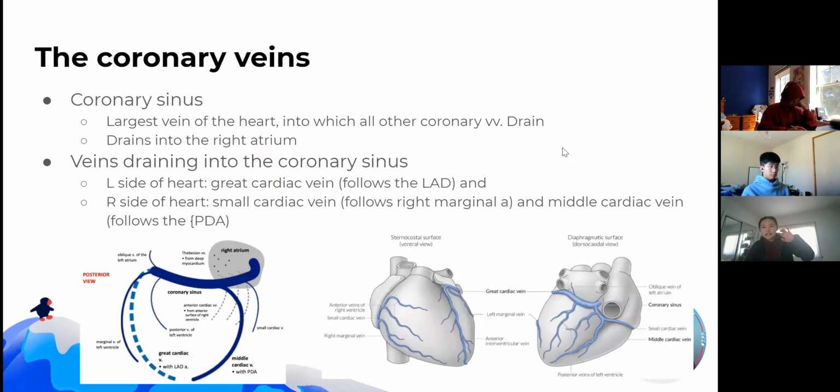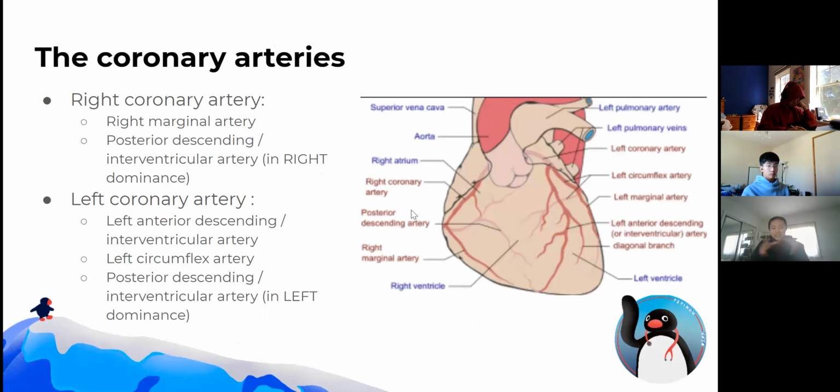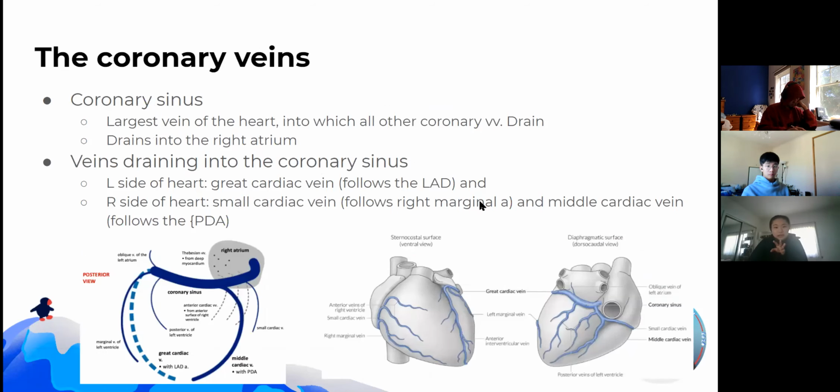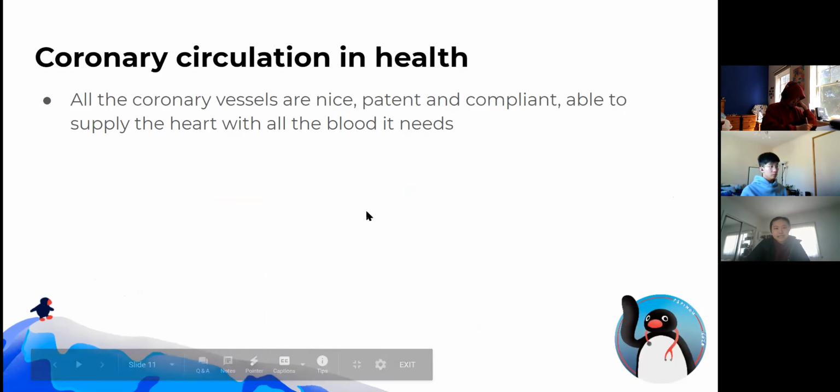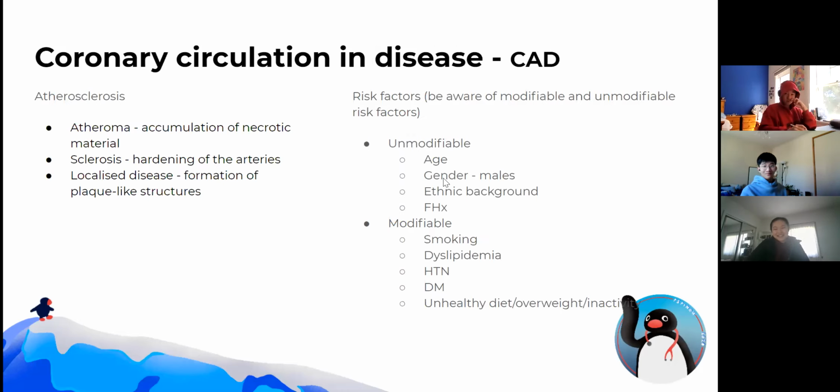And then you have the small cardiac vein, which helps drain the right side of the heart, and that follows the right marginal artery. So it follows that artery right there, which is a branch of the right coronary artery. You need to be able to match these arteries and veins together. And then the third main one is the middle cardiac vein, and that follows the posterior descending artery, so it follows that one right there. That's that.